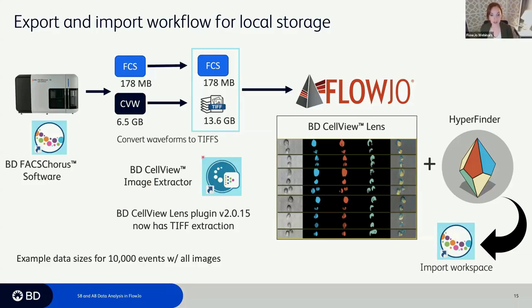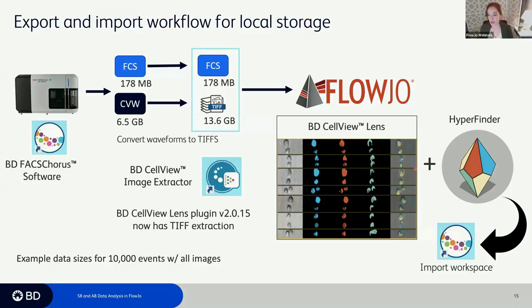So long story short, those TIFFs have to be extracted from the CVW, either from the CellView image extractor or using the CellView Lens plugin. Once you have the TIFFs extracted, really all you load into FlowJo software is the FCS file. We do not load the TIFF images or the CVW directly. It is just the FCS file, but when you launch the CellView Lens plugin off the FCS file, it maintains the connection to the extracted TIFFs.